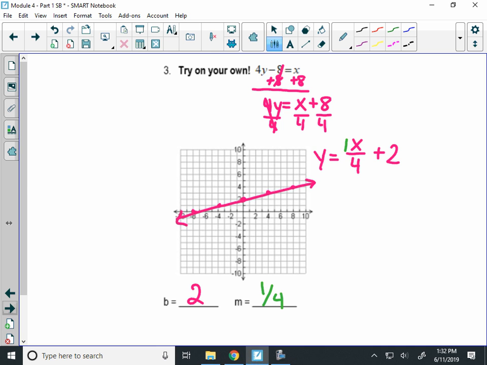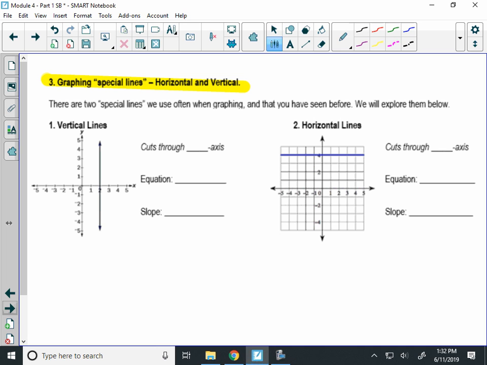The next page on the back is where sometimes we get a little forgetful. Horizontal and vertical lines. Let's talk about vertical lines first. It's a special line. Vertical means straight up and down. This vertical line right here cuts through the x-axis, right? It crosses the x-axis, which means its equation is going to be where it crosses the x-axis. x equals here 2. Alright, so if I go through the x-axis, the equation is x equals, and the slope of any vertical line is called undefined.